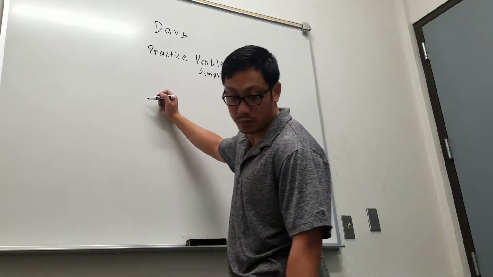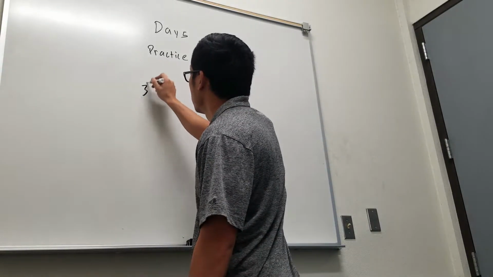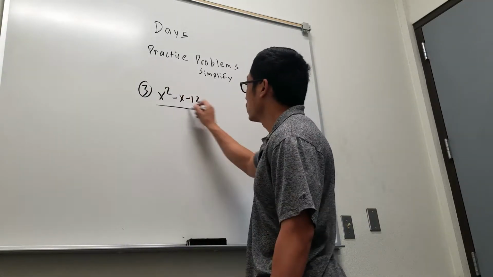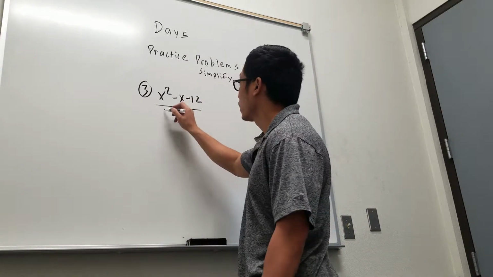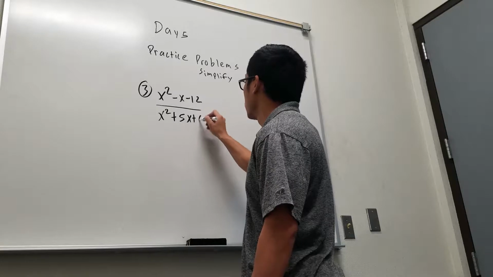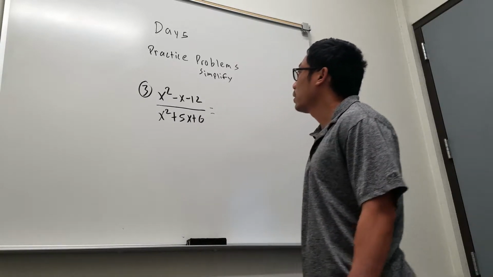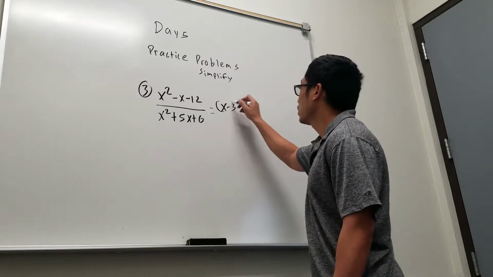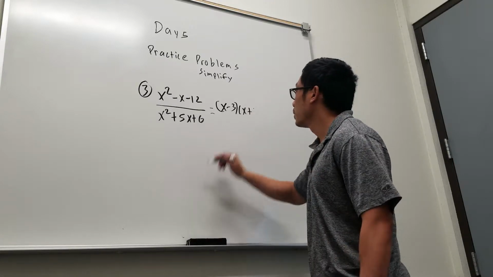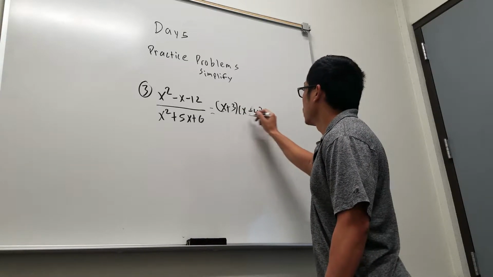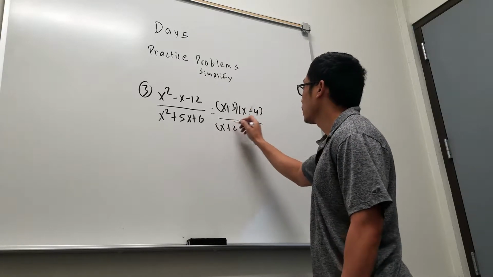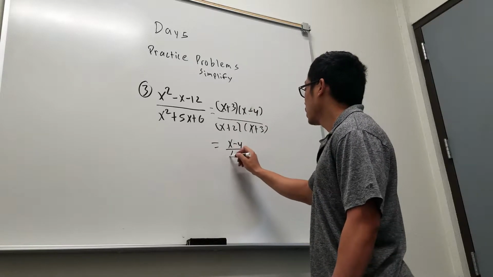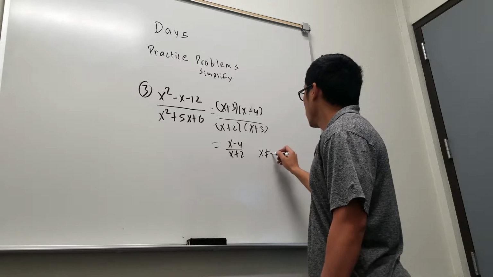So we have the first one, 2, and we have 3 now: x squared minus x minus 12 over the next expression. So we've got to simplify this. Pause the video, try it out. So we just factor: you have x minus 3, x plus 4, oh no, x plus 3, x minus 4, right? And this one is going to be x plus 2, x plus 3. What do you notice? The x plus 3 cancels, you have x minus 4 over x plus 2, so x cannot equal negative 3, right?